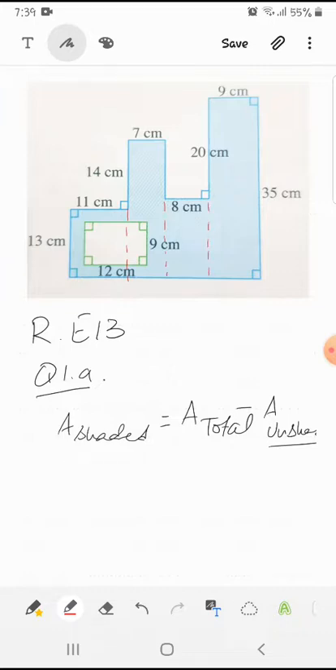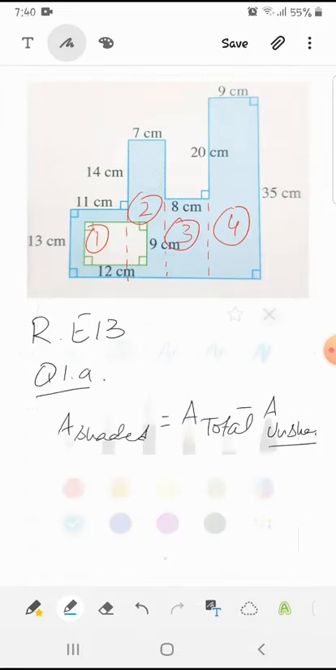So this is what I'm going to do. Now I have rectangle 1 regardless of the unshaded part. This is rectangle 2, this is 3, this is 4. So for the first part I'm going to use the area shaded. So the total area should be equal to the area of the first rectangle plus the area of the second rectangle plus the area of the third rectangle plus the area of the fourth rectangle.